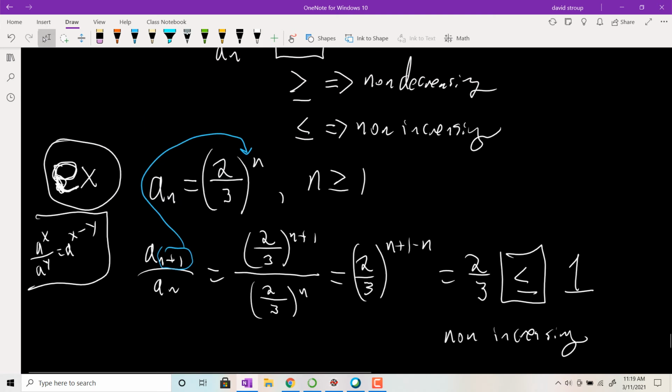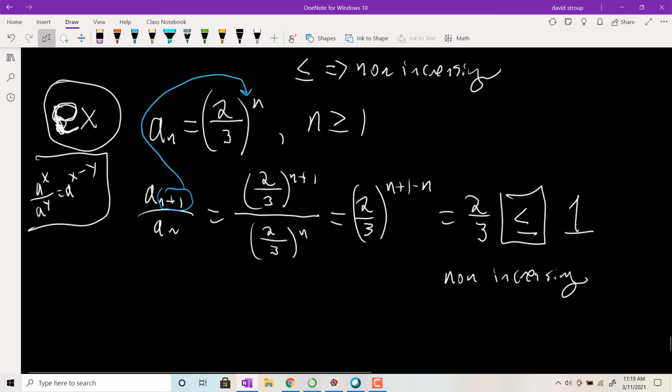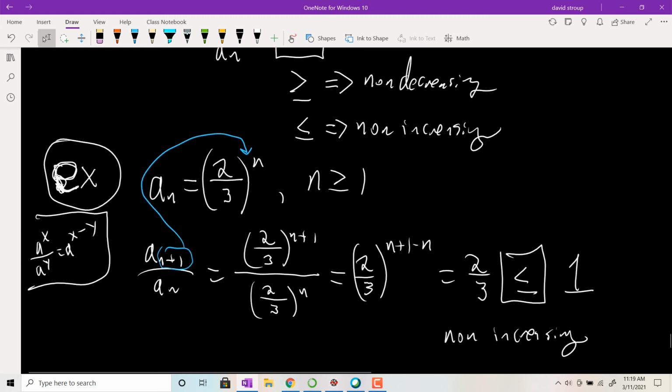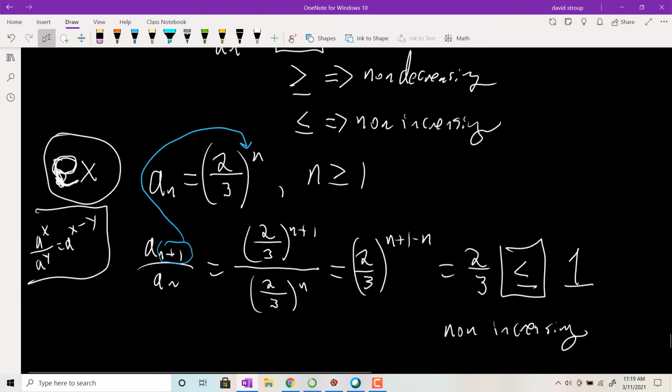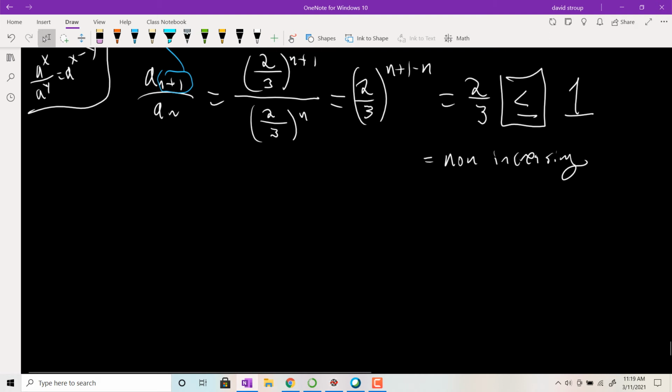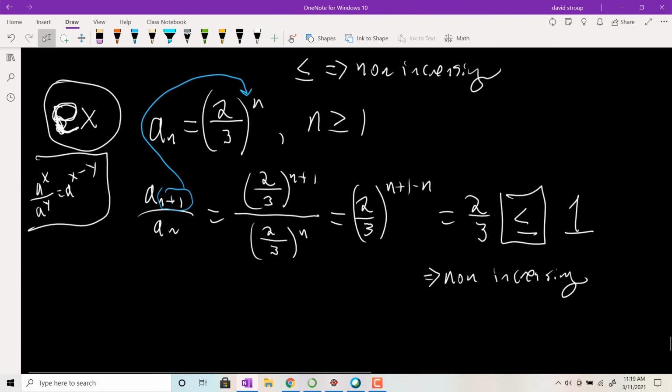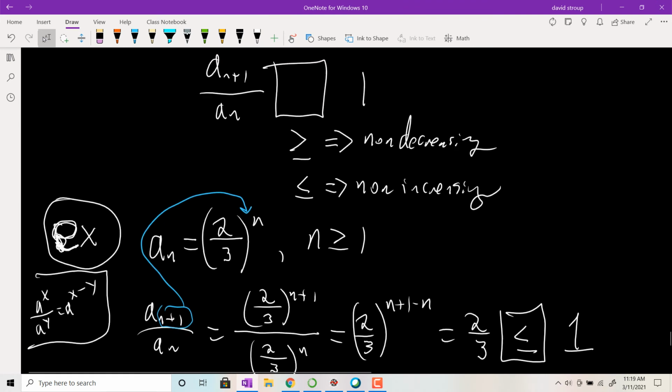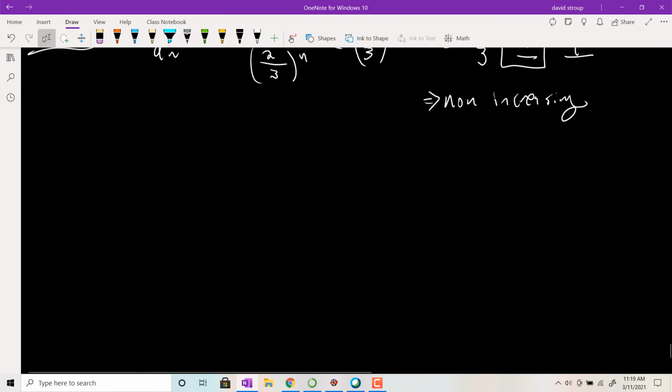Okay, so that's the video quiz question. Determine if it's increasing, non-increasing, or non-decreasing. And we just found it's non-increasing. It's a very important type of proof, and again, like I said, we're going to be using that later in the alternating series section. Okay, so those are the algebraic proofs.